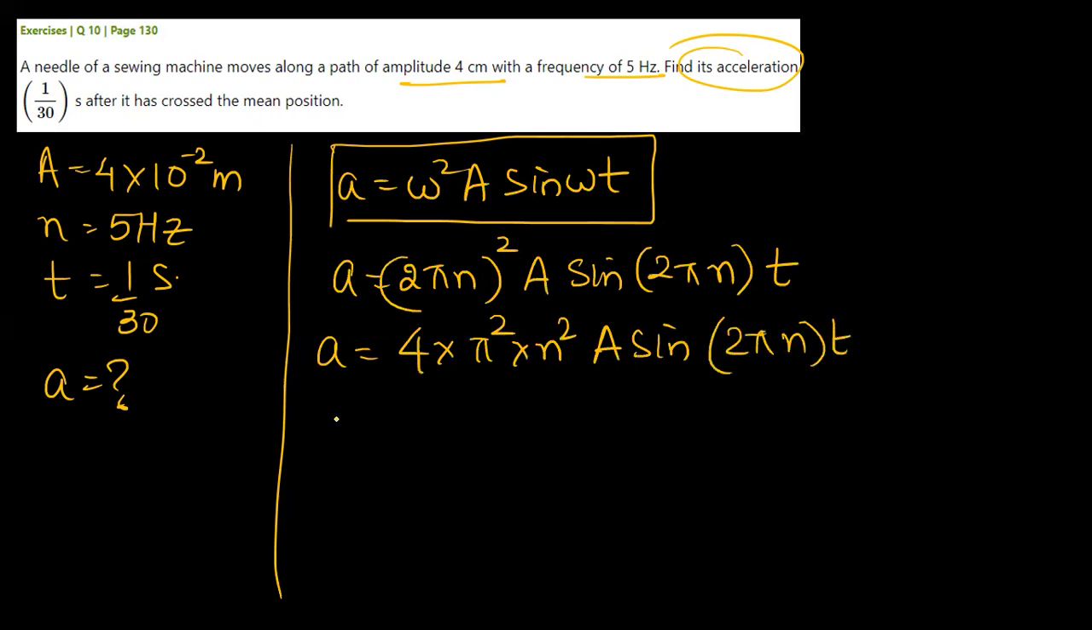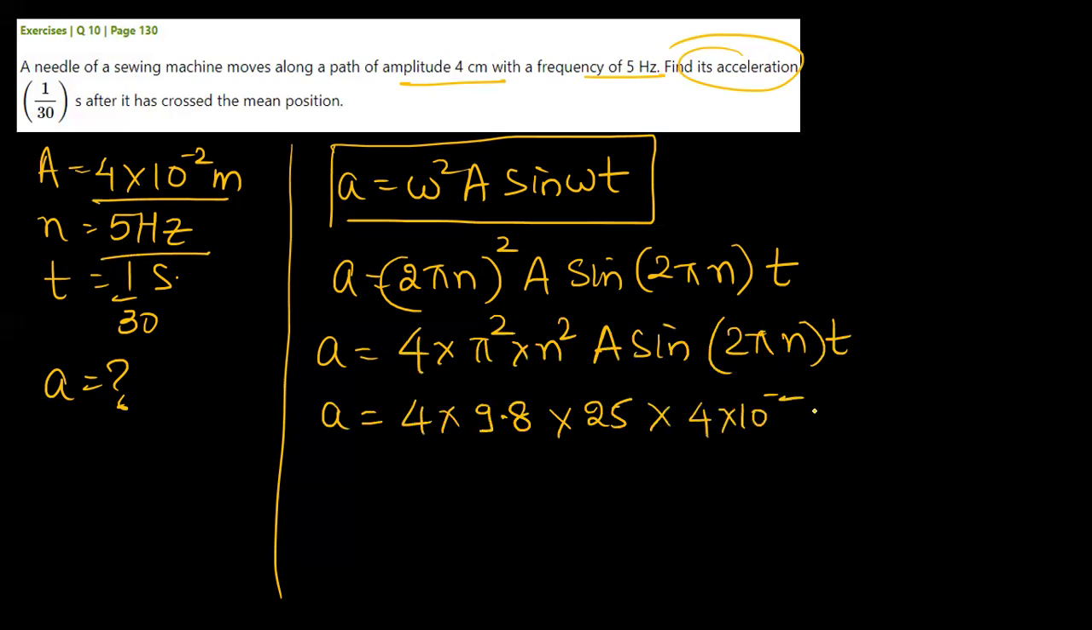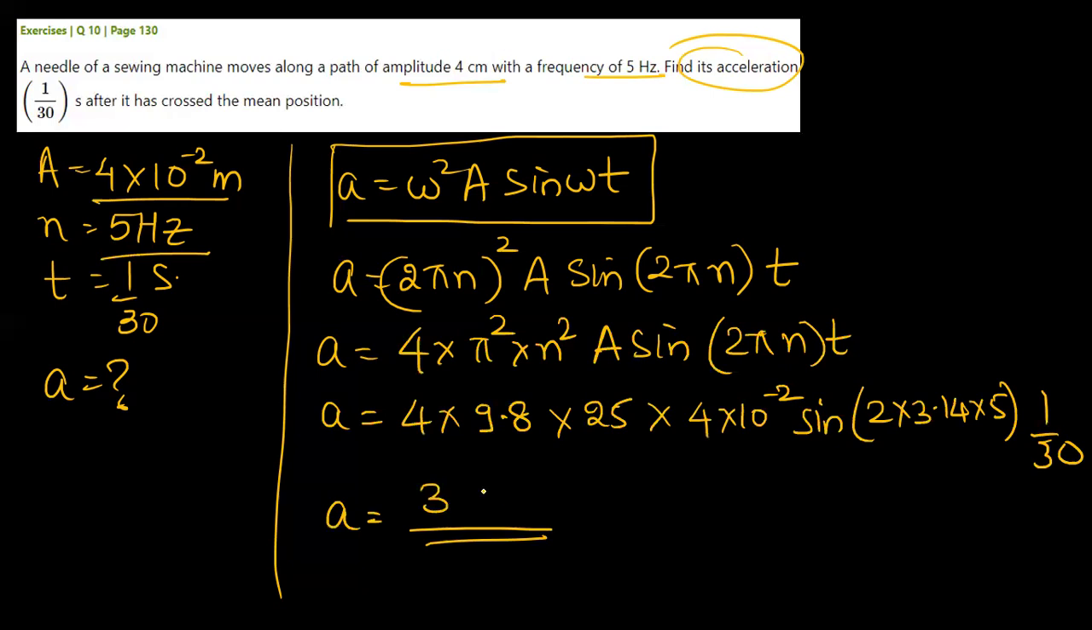Now let us put the values. A is equal to 4 into, always remember pi square is 9.8, so let us directly substitute 9.8 into n square. N is 5, so 5 square is 25, into capital A, which is 4 into 10 raised to minus 2, into sine of 2 into 3.14 into 5 into t, where t is 1 by 30. So this is our relation. On solving this, you get the answer as 34.2 meter per second square.